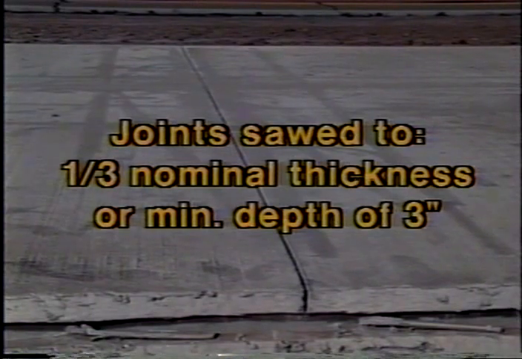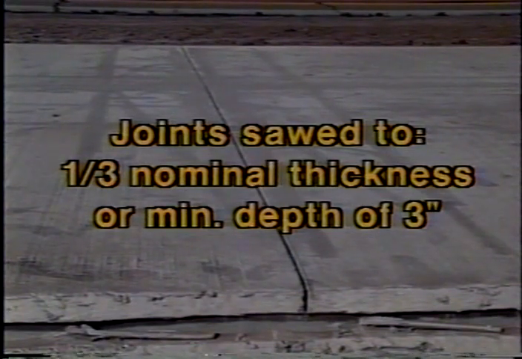For thicker overlays, the recommended depth of sawing is 1/3 the nominal thickness of the overlay, or a minimum depth of 3 inches. Any expansion joints in the existing pavement should be specially marked and reproduced in width on the overlay.